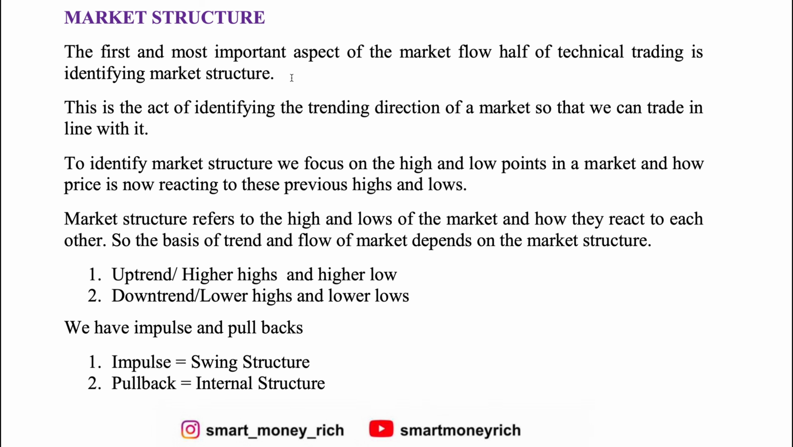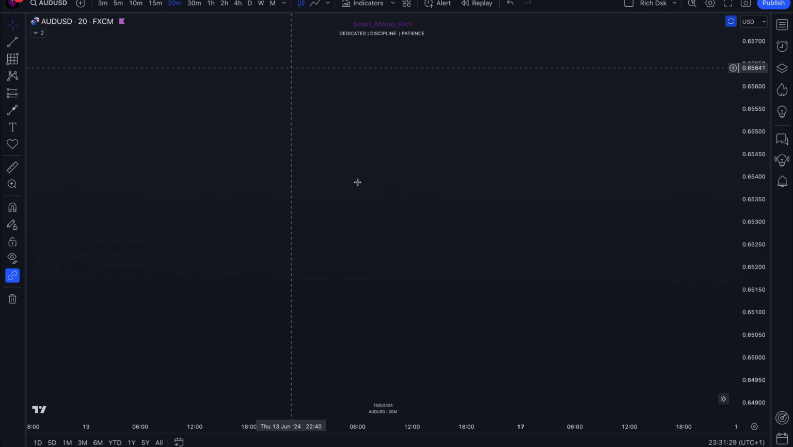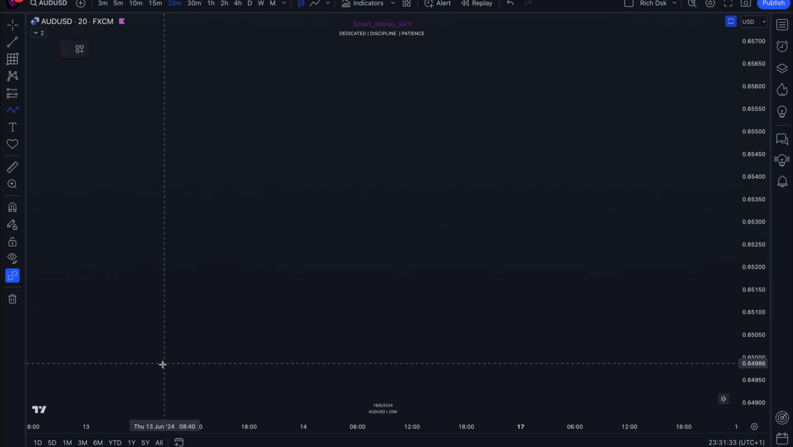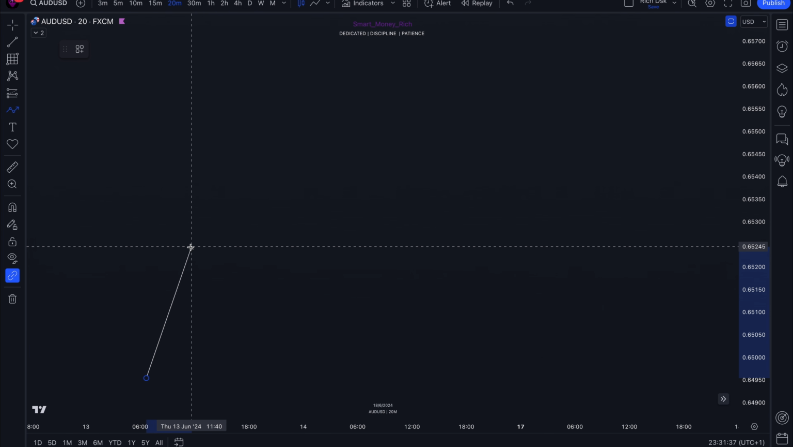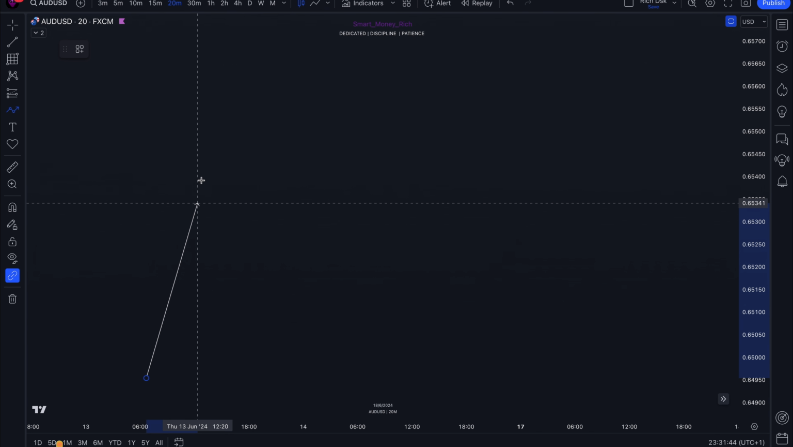This brings us to where I'll be teaching you guys how to identify your swing highs and swing lows, your strong highs and weak lows, right? So let's go over to the chart right now. I said first we want to identify the current market trend, right? So let's say, for example, price gives us a low right here, right?